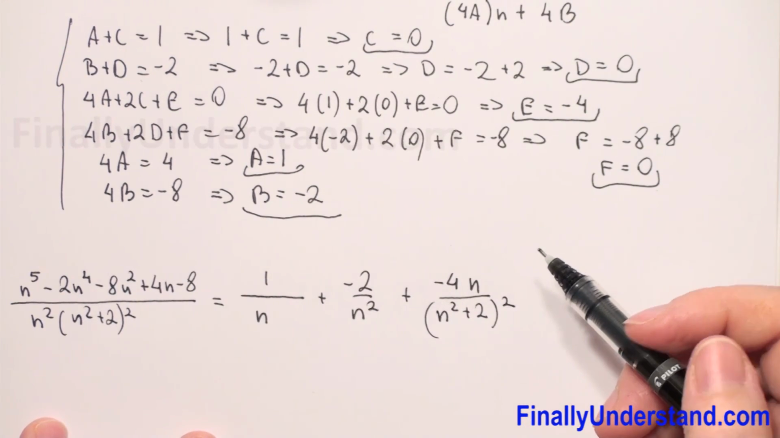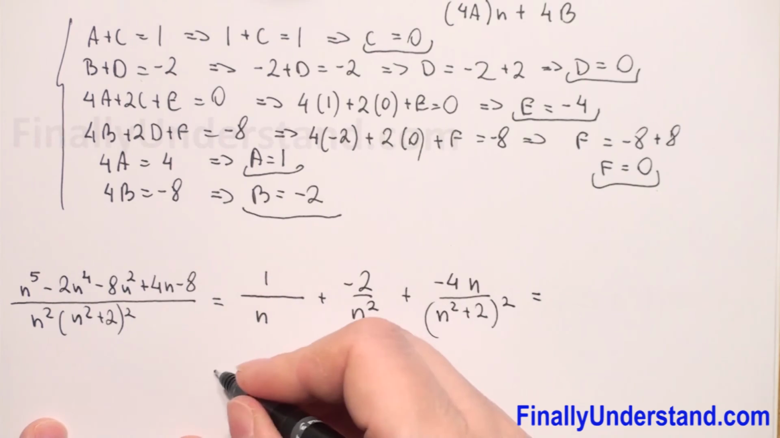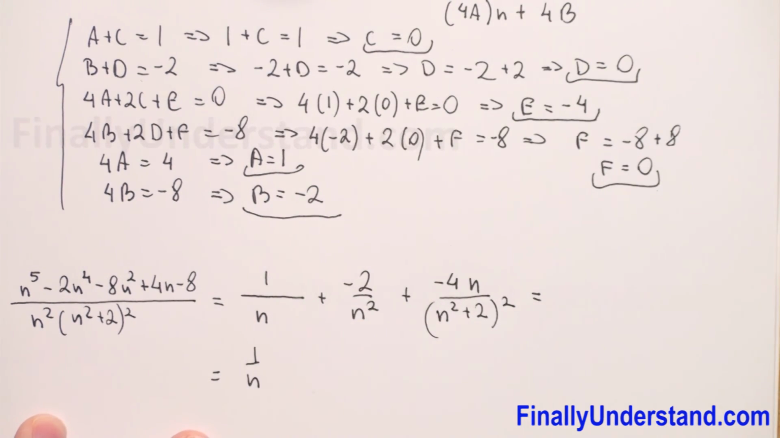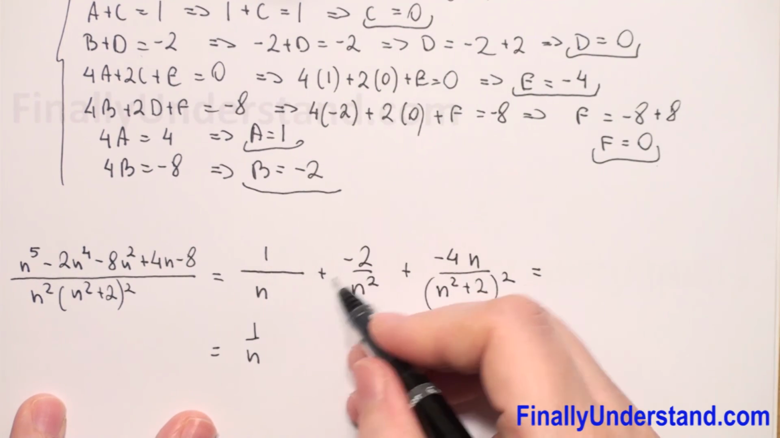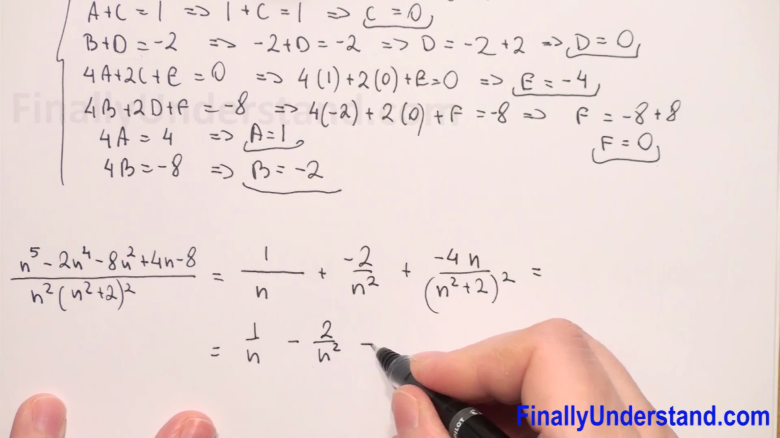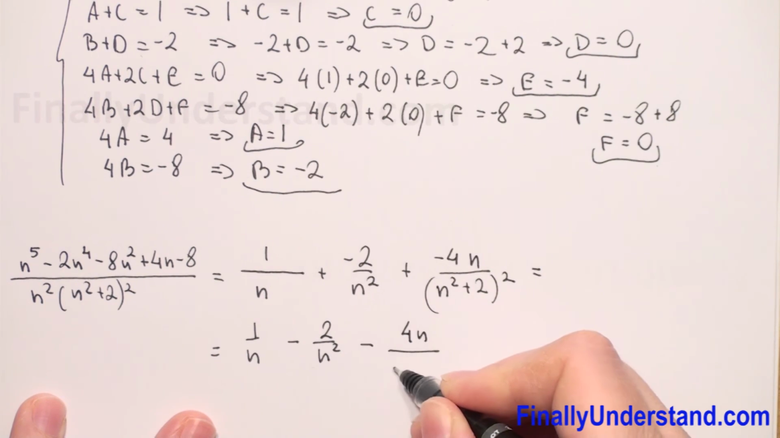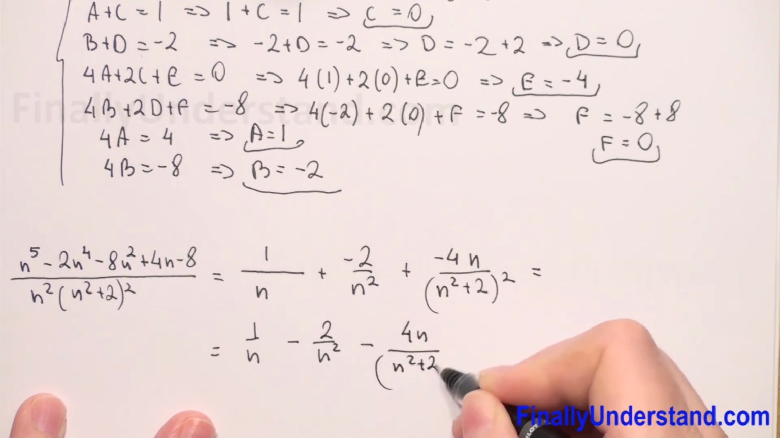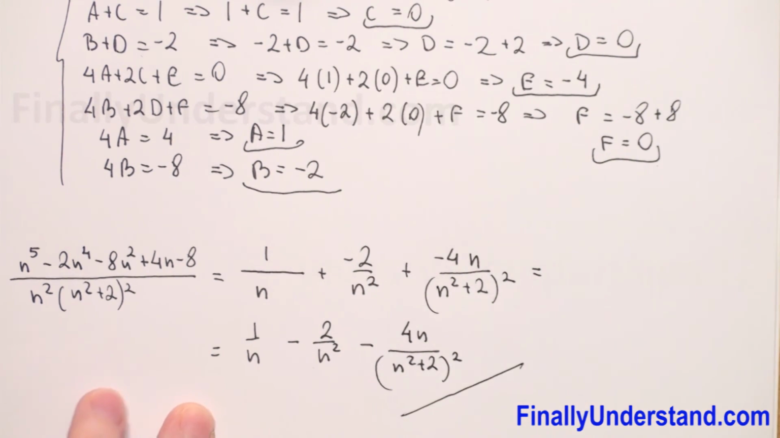So what else we can do? We can rewrite this, that this is equal 1 over n. Positive negative, so it will be negative 2 over n squared. Positive negative, so it will be negative 4n over n squared plus 2 to 2nd power. This is my solution.